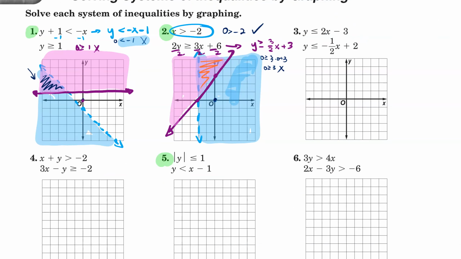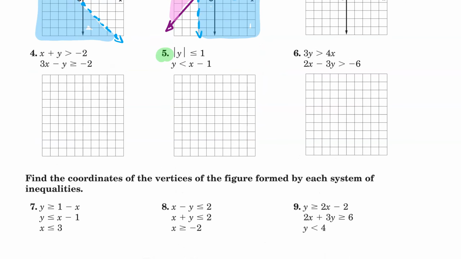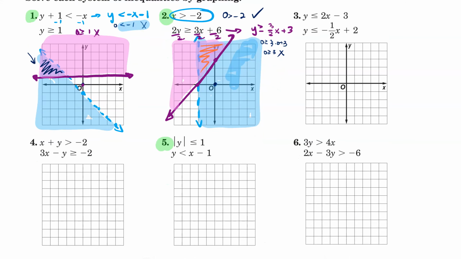Let's do number 5. Because this is graphing. Ooh, I don't want it to be absolute value of y though. Hold on. Dang it. Let's do number 3 instead.